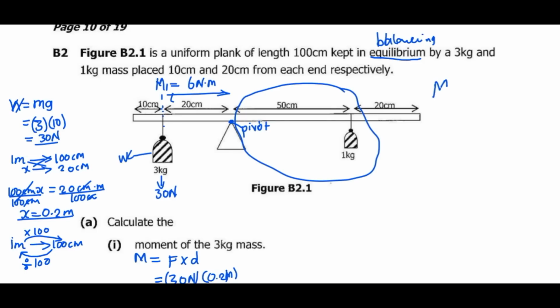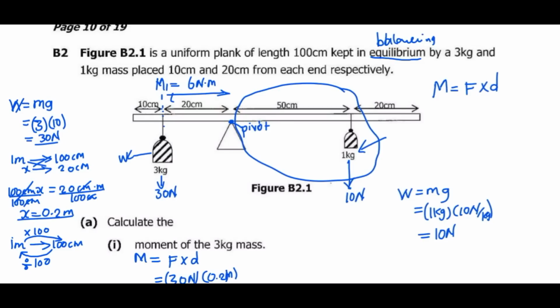So we know that moment is equal to force times the distance. We have been given mass, so we'll do the same. Mass can be converted by calculating the weight. So mg: our mass is 1 kg, gravity 10 newtons per kg. So this will give us 10 newtons as our weight. So the force that is pulling down is 10 newtons. Then the distance from the pivot to the point of action is 50.